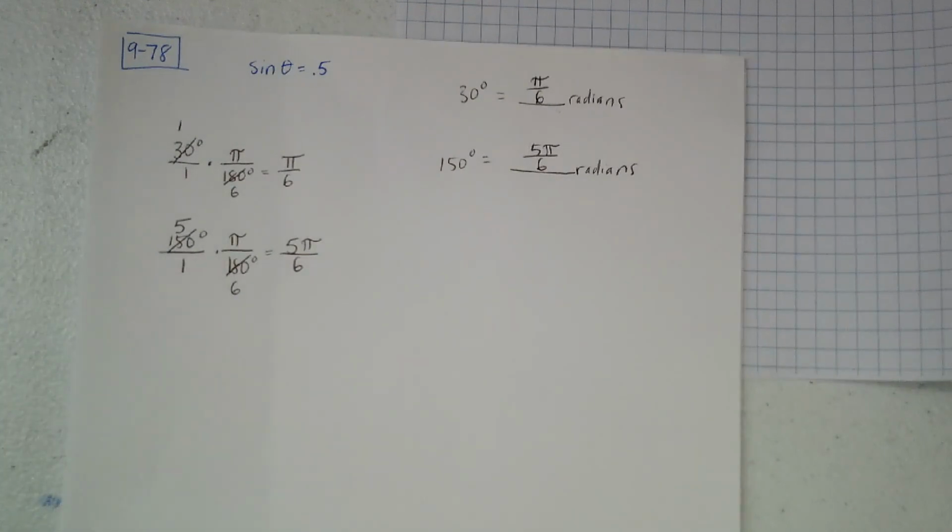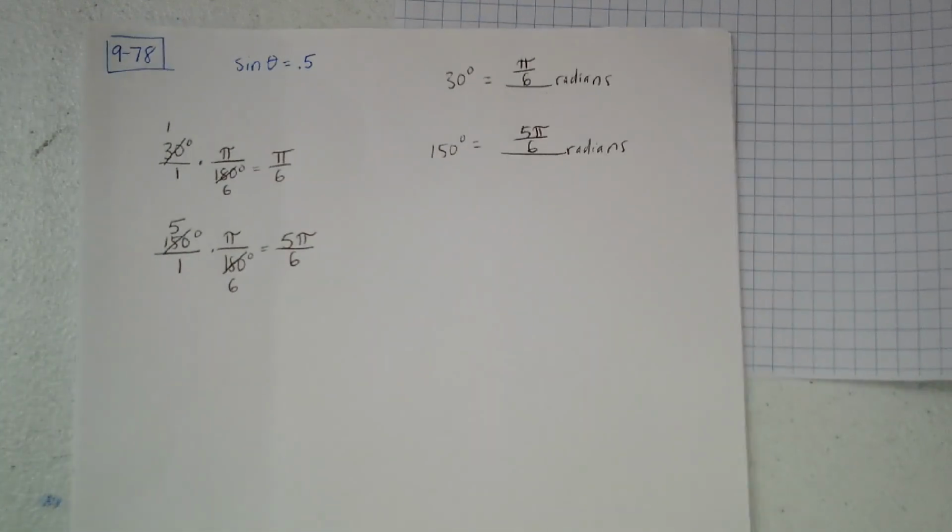You could also use special right triangles, like a 30, 60, 90 triangle.